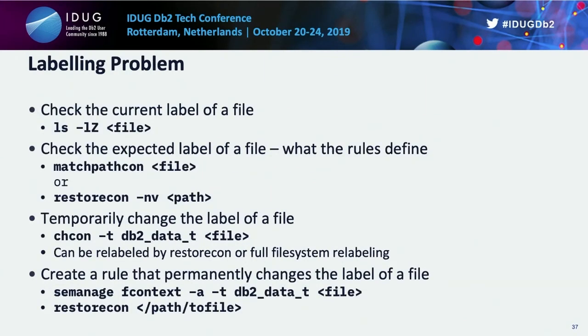So labeling problems, what do you do? You first look at the file that you're having a problem with. You know, ls on it, what's the current label for the file? What does SELinux think it should be labeled with? So matchpathcon or this restorecon option will tell you, hey, SELinux thinks it should have been this. Maybe it got changed somehow, but this is what SELinux thinks the default should be. If they're different, you need to investigate that and why. You can change it temporarily with chcon. It just says go to this file and change it. But there are cases where either running restorecon or relabeling your whole file system will change it back to the default. So chcon is only a temporary thing. If you need to get up and running right away while you investigate why the label's not correct, that works. And then once you figure it out, you're going to create a rule permanently to say, no, that directory should have the data type.